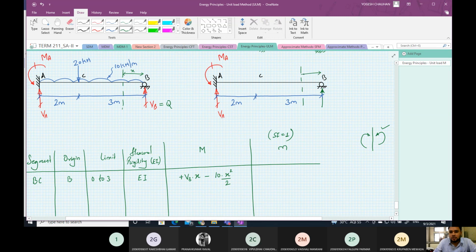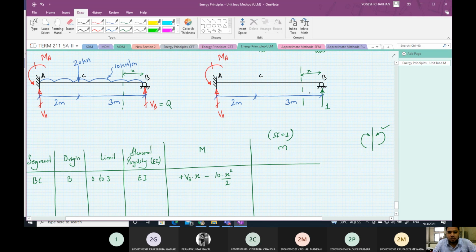Let us select a section at distance x from B. Let us say this is unit load. We are applying this unit load in the direction of the redundant. Here we have chosen VB as redundant, so we'll apply unit load corresponding to the redundant. So it is 1. If we have chosen VA as redundant, you have to apply unit load here. If you have chosen MA as redundant, then you have to apply unit moment here. That means we have to apply the unit load corresponding to the chosen redundant.